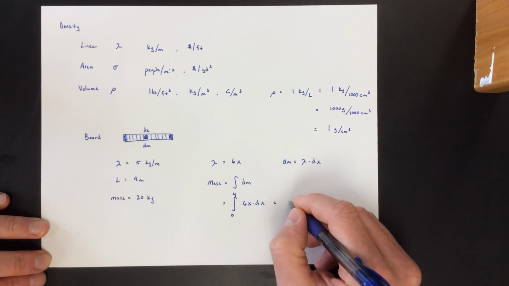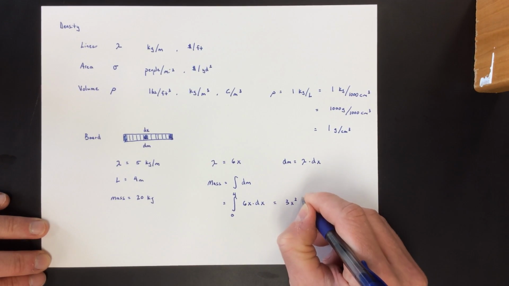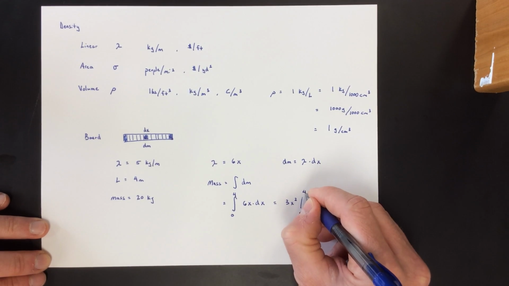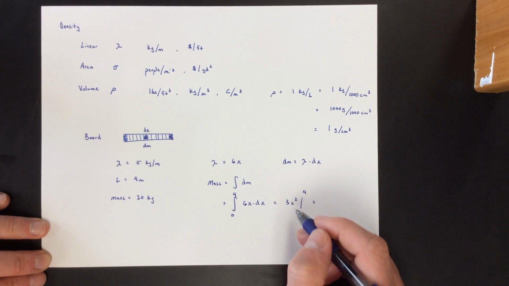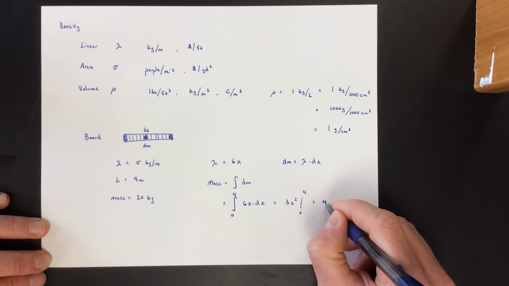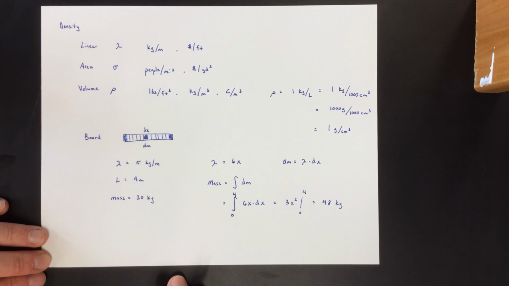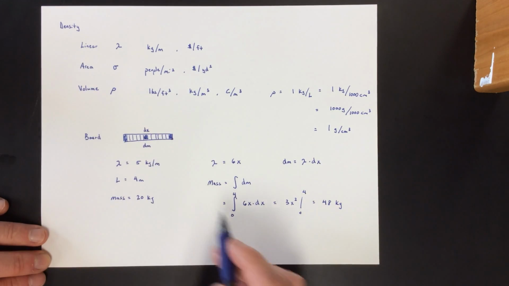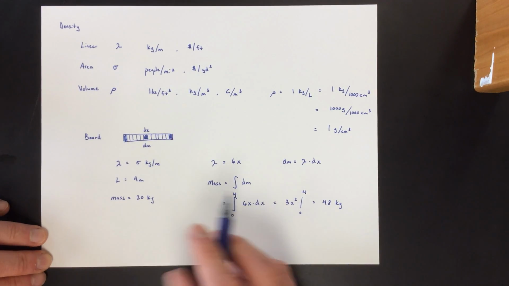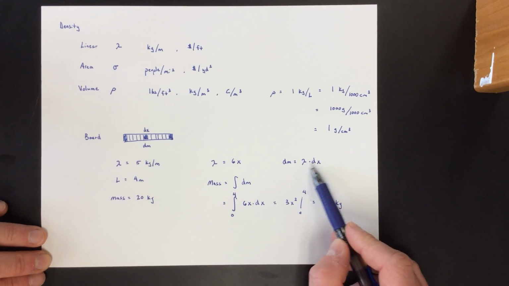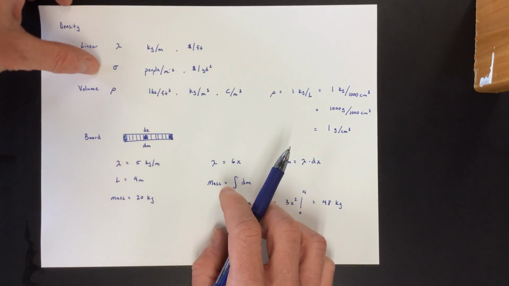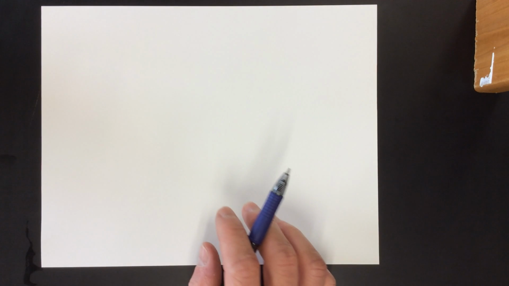And so we do that integral and get 3x squared, and evaluate it from 0 to 4, and then we get 16 times 3, and we get 48 kilograms. Okay, and again, this is a linear density thing. We're going to do the very same thing. Again, dm is lambda times dx. We'll do the same thing, except now we'll do an area thing.